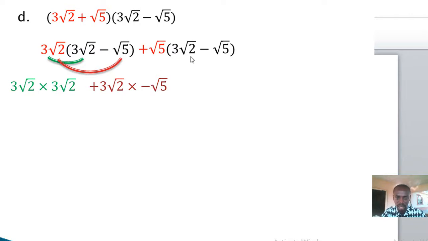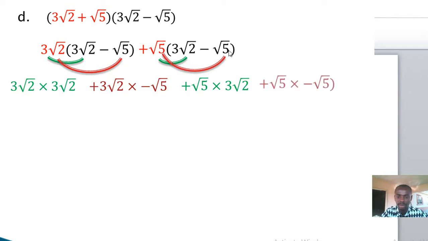Okay, then coming in again, connecting plus root 5 and 3 root 2. So that's going to be giving me plus root 5 multiplied by 3 root 2 in green. And also connecting plus root 5 and minus root 5 here. So that's going to be giving me plus root 5 multiplied by minus root 5. Okay, don't worry, it's going to be understood. So let's pick it one by one.